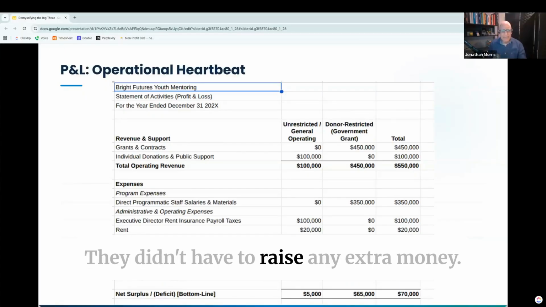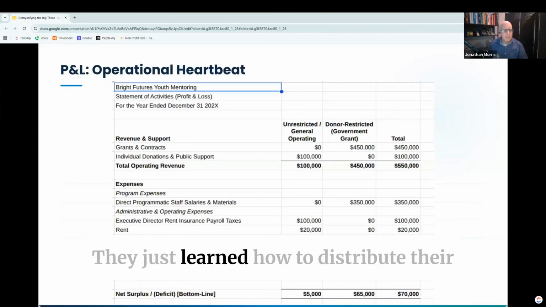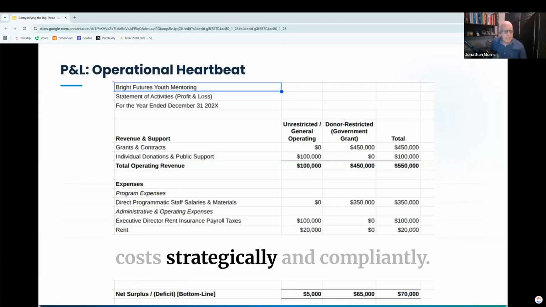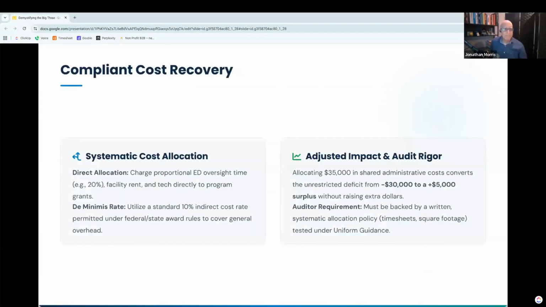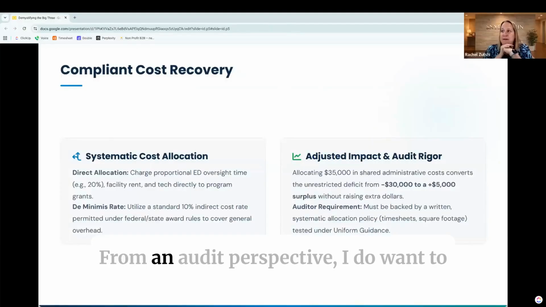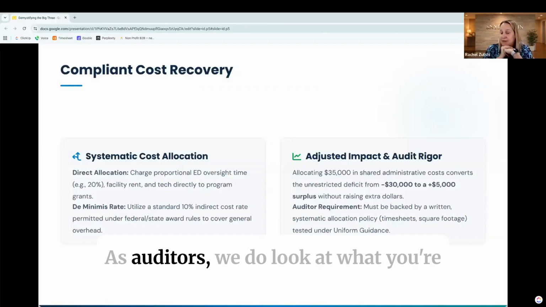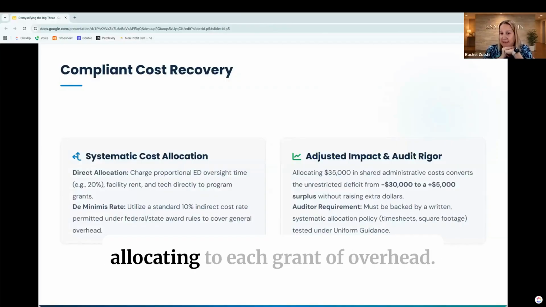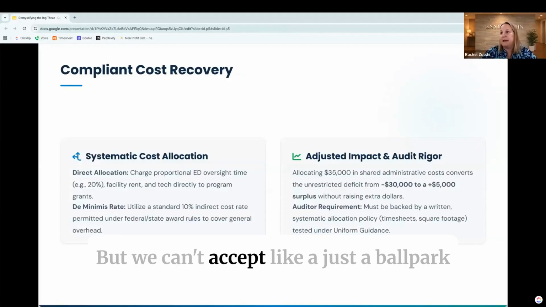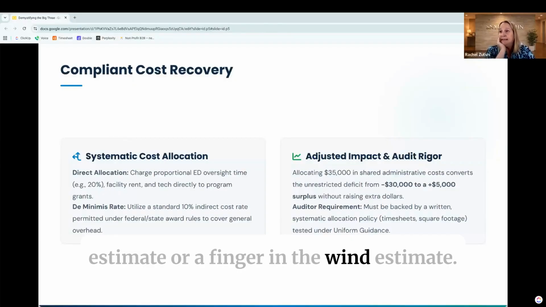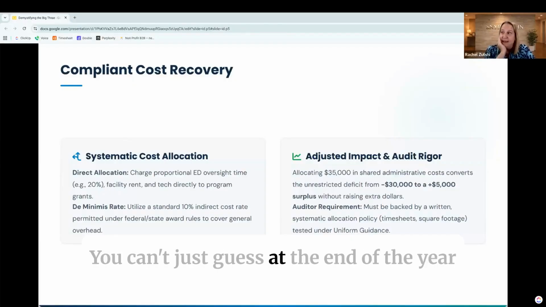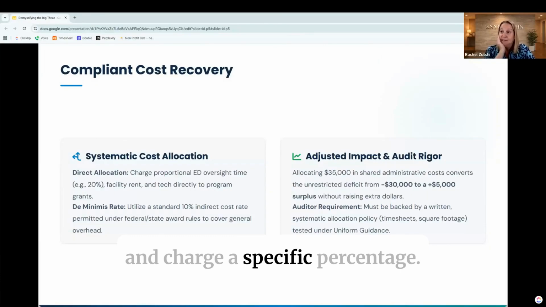They didn't have to raise any extra money. They just learned how to distribute their costs strategically and compliantly. From an audit perspective, I do want to emphasize compliantly. As auditors, we do look at what you're allocating to each grant of overhead, but we can't accept just a ballpark estimate or a finger-in-the-wind estimate. You can't just guess at the end of the year and charge a specific percentage.